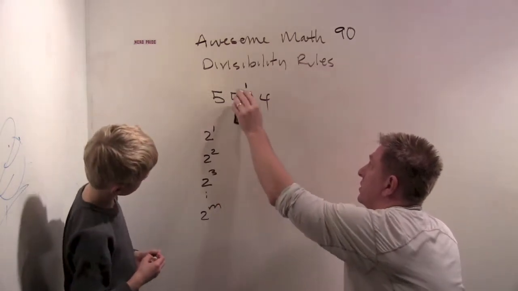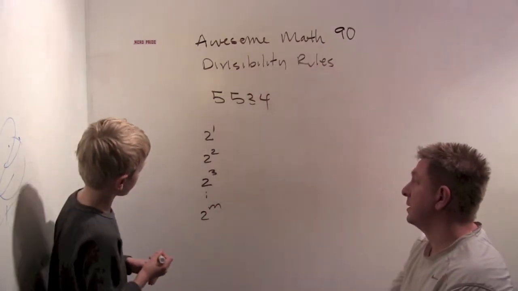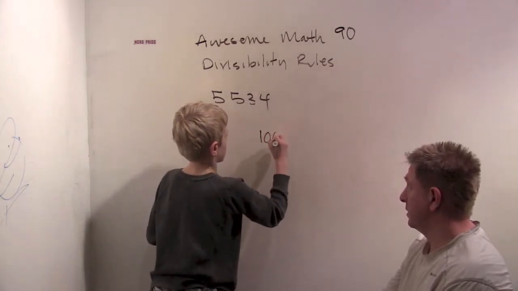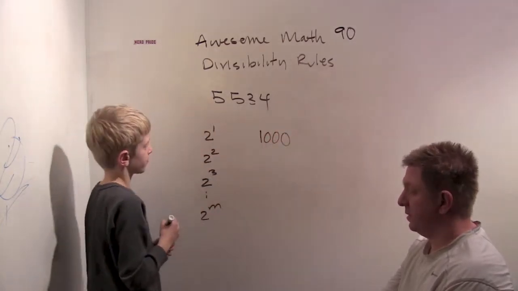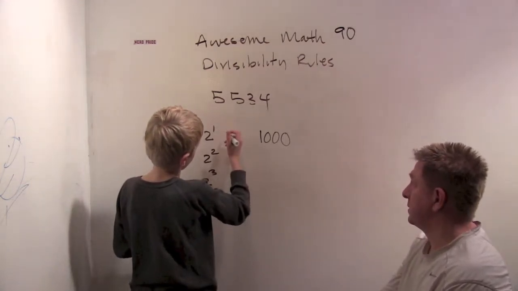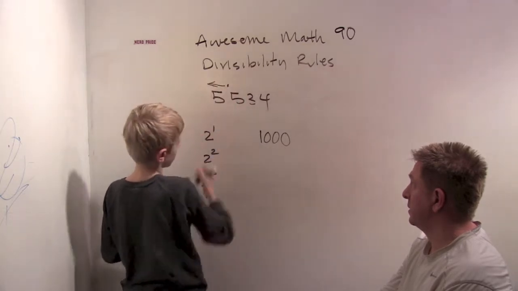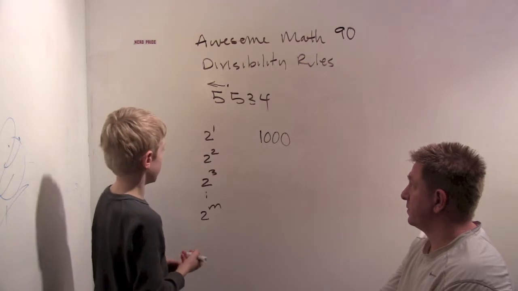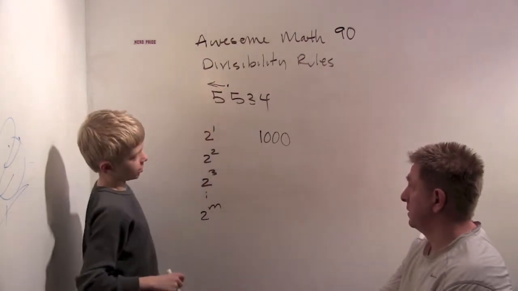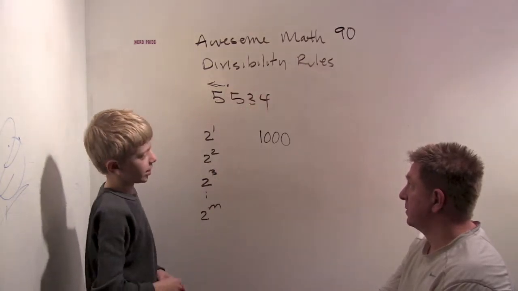And then 2 cubed. 2 cubed is 8. We can multiply it by 5 cubed to get 1,000. Now, anything past this point will be divisible by 8. You can split it into thousands. This would be 5 times 1,000. And so you just have to check the last 3.